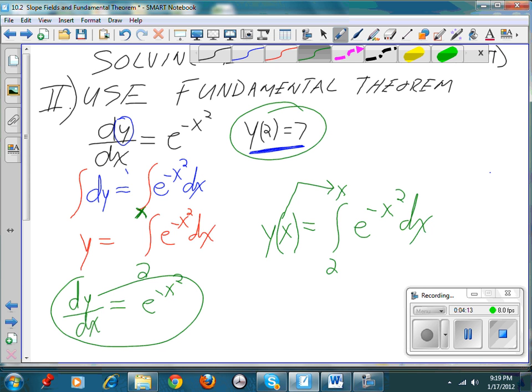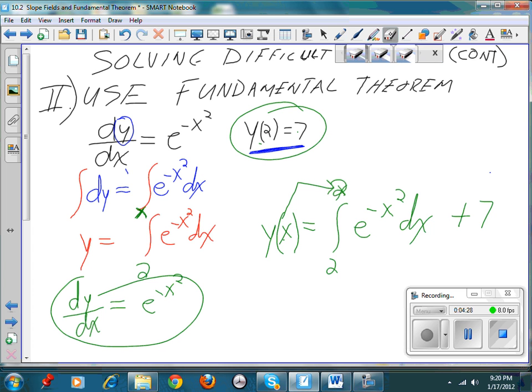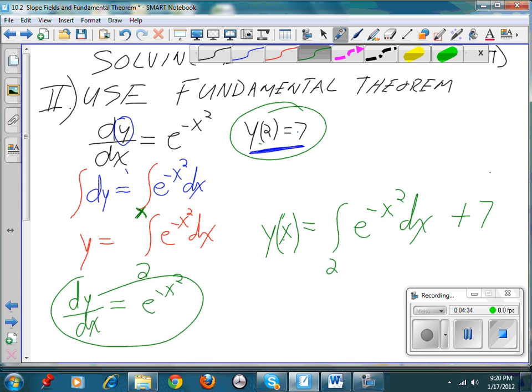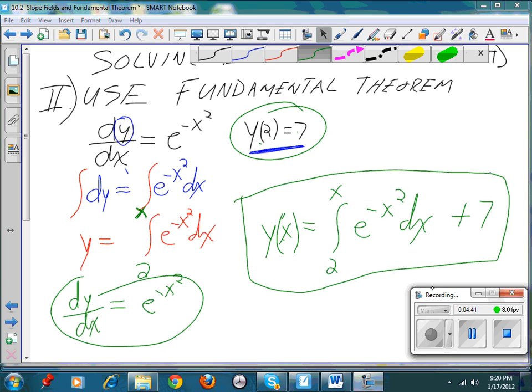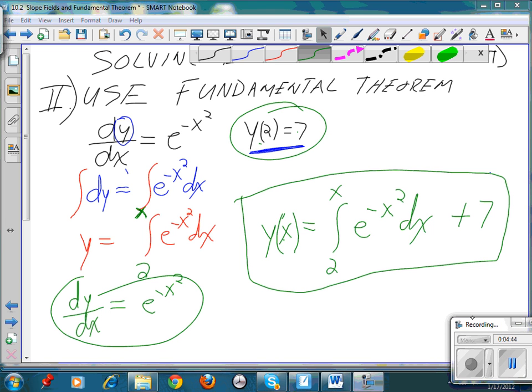What is 2? If I put in 2 here, that's 0. But y of 2 is not equal to 0. It's equal to 7. So what do I do? I add 7, not inside the integral, outside the integral. Okay. Now look at this. So there's your answer. In general, your answer. Again, well, let's test it. Let's see if it works.